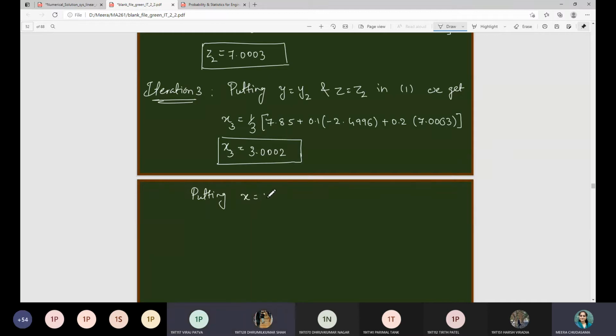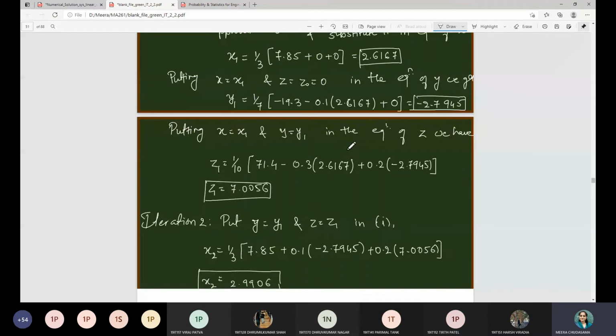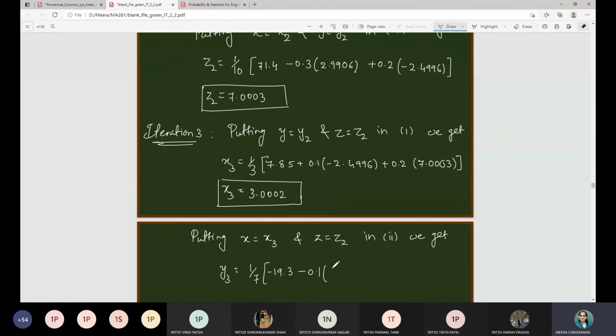X की जगह x3 and z की जगह z2. Yes, x की जगह x3 and z की जगह z2 in 2 we get, तो y3 मिलेगा और y3 आप देखोगे तो it is 1 upon 7 minus 19.3 minus 0.1 plus 0.3. So minus 0.1 x3, that is 3.0002 and 0.3 into z2, that is 7.0003.